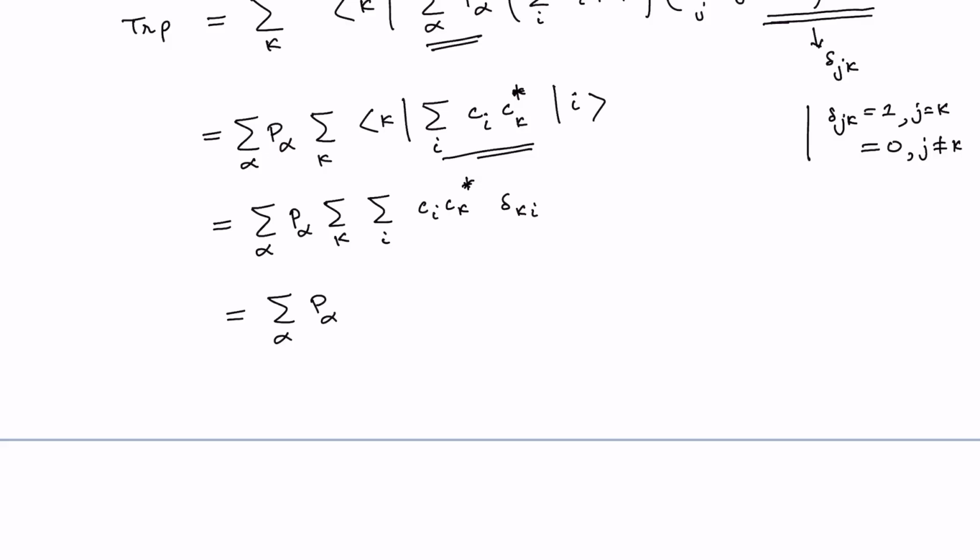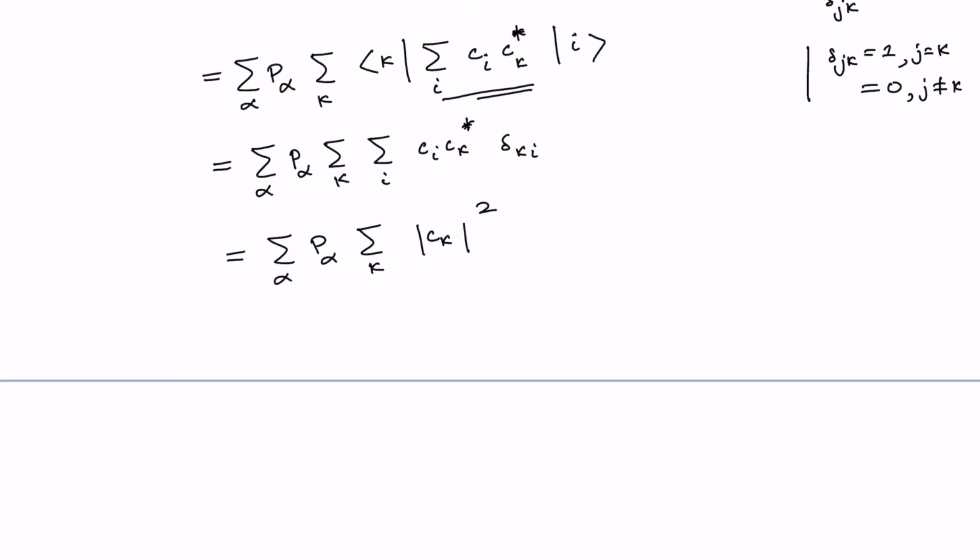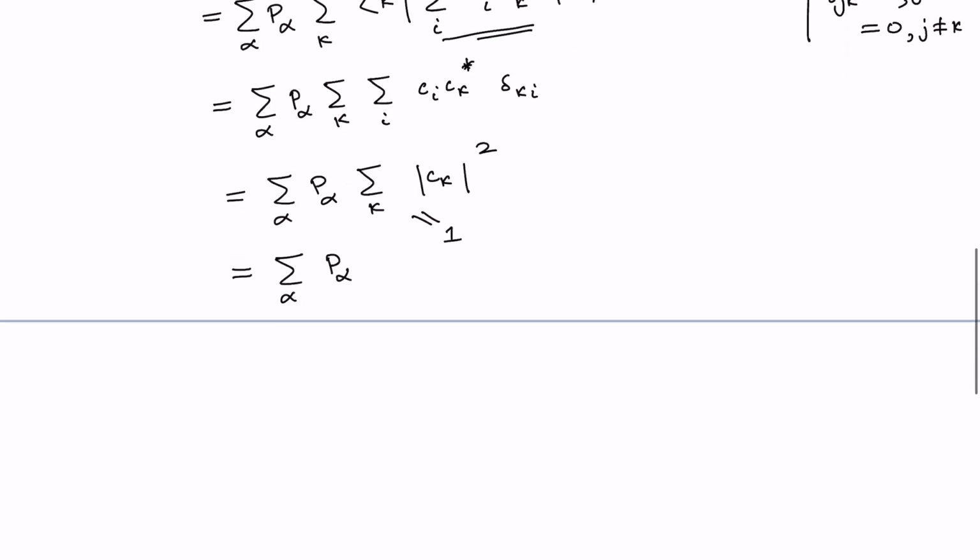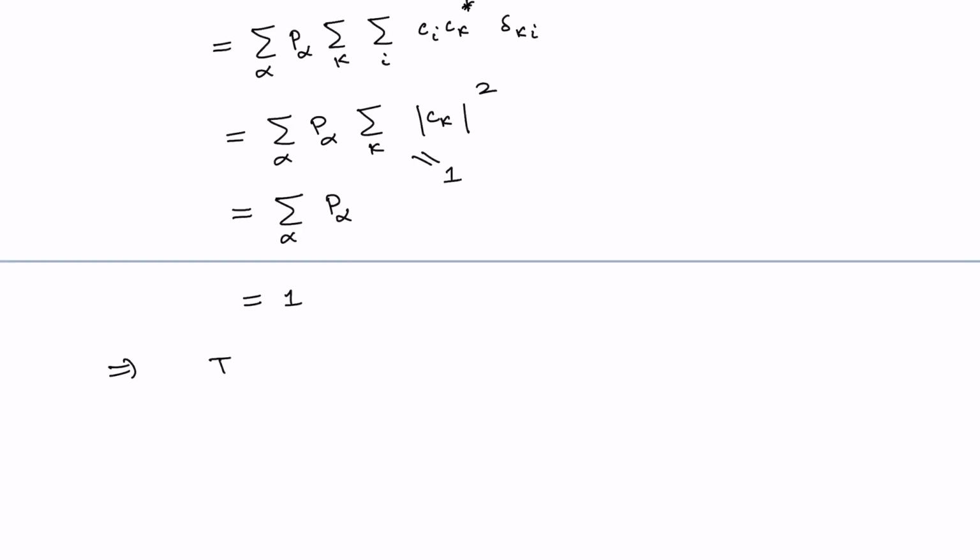Again using the property of the Kronecker delta, what I am going to have is sum over alpha p alpha, sum over k mod square of ck. Okay, and you know ck is basically the quantum probability amplitude, and if you sum the mod square of the amplitudes over all k, it is going to give you 1. So you will be left with sum over alpha p alpha, and that is basically the summation of all the classical probabilities, and that is equal to 1.